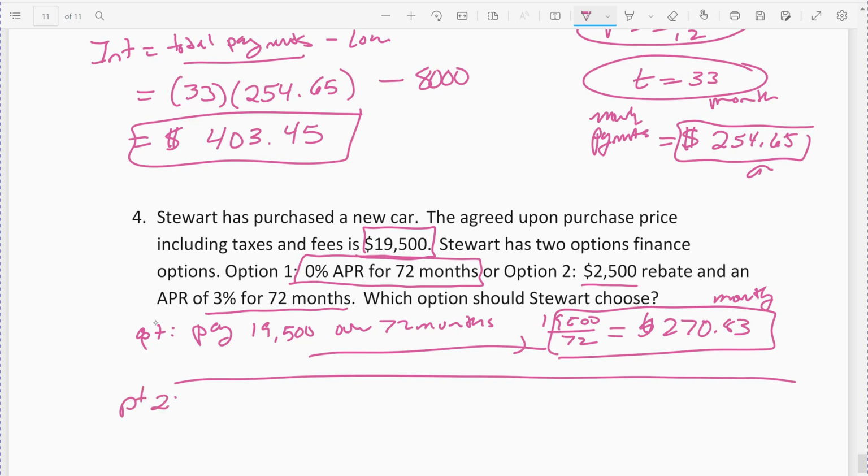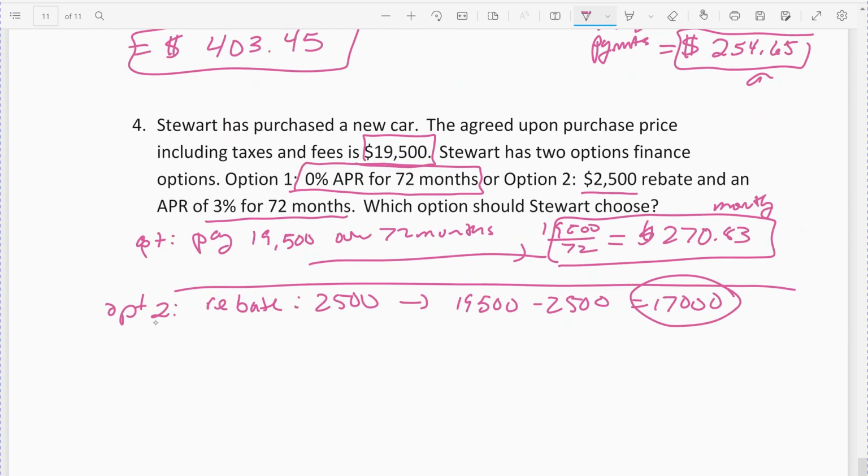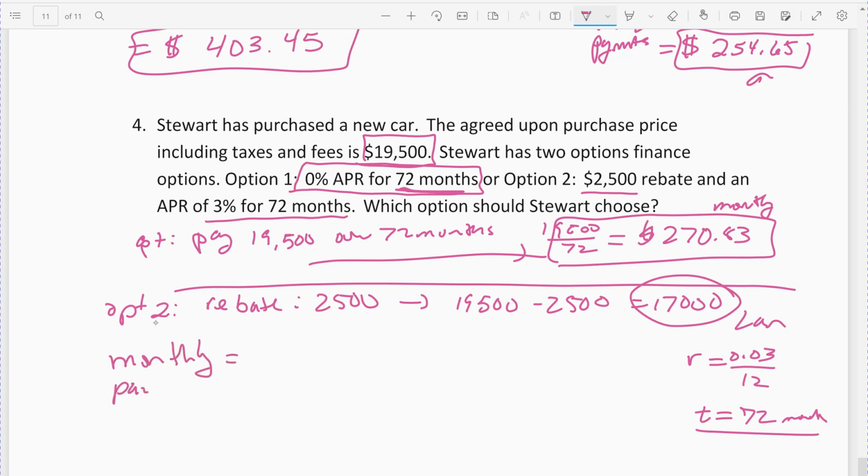All right, option 2. You get a rebate of $2,500, which means you take that off the top. You take your $19,500 minus your $2,500, and you get $17,000 is what you're going to take your loan out for. That's your loan. At 3% interest, so your interest rate is 0.03 divided by 12. T is 72 months, right? They gave you the months. That's how many times you're going to make 72 payments. That's what T represents. All right, so the first thing you're going to find out is your monthly pay. And from that, actually, you can figure out whether or not this is better. If it comes out to be smaller than 270, this is the way to go. If it comes out bigger than 270, then you go with the first option.